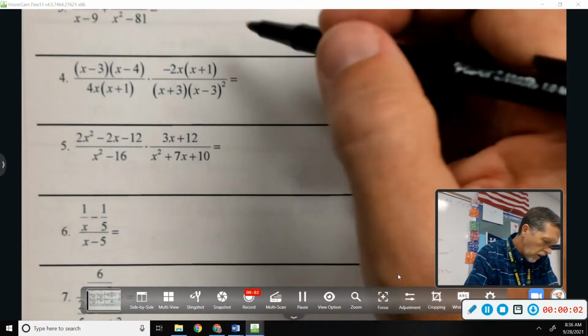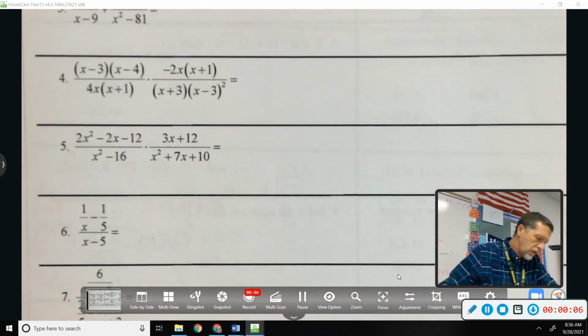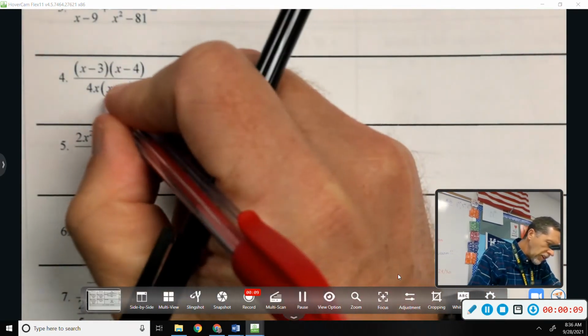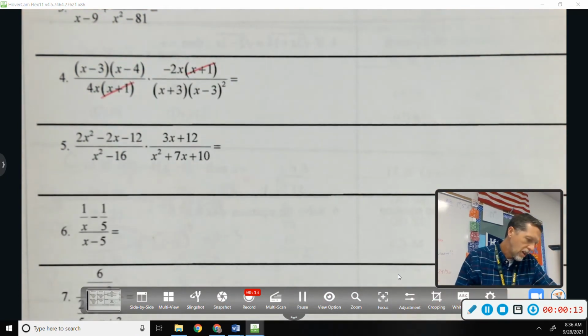Number 4. Let's see. What can we reduce? A lot of pieces there. At least it's already factored for us. X plus 1s will go away. The x's will go away.